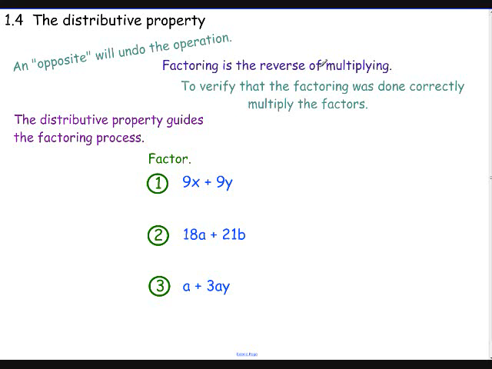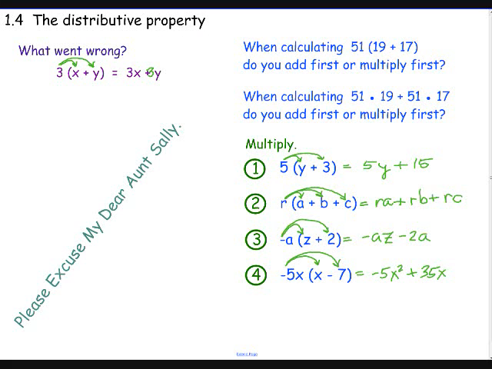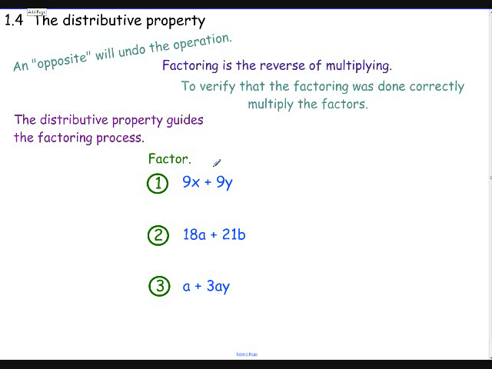Factoring is the reverse of multiplying. Back here on the previous page, we were multiplying. When we factor, we're taking things apart. So we're going to do the reverse of the distributive property. We're going to think about what we can take out of here. Well, we can see a common factor, 9. So we divide this by 9 and this by 9. It leaves us with x plus y. The way we can prove to ourselves that we didn't make a mistake is to distribute it back and see if we end up with the same thing.